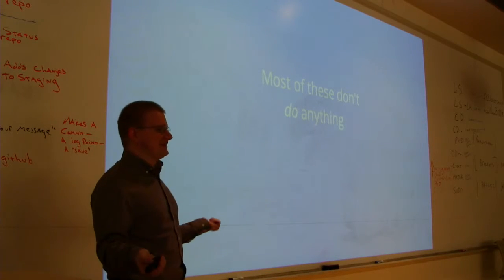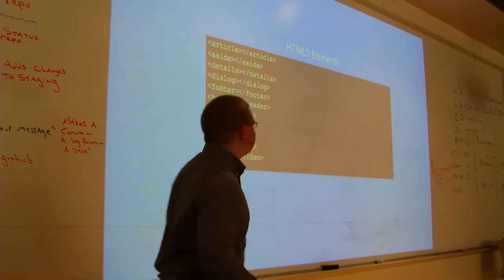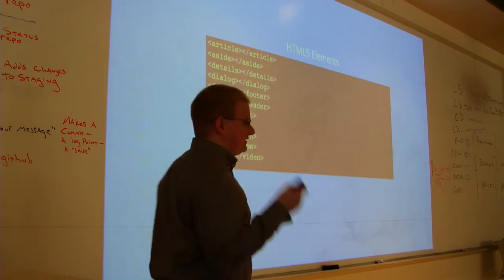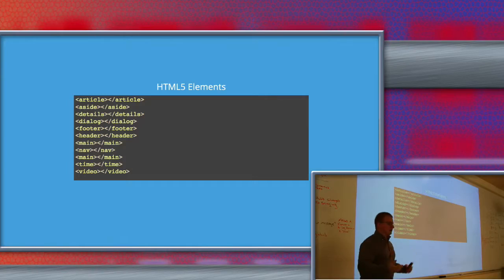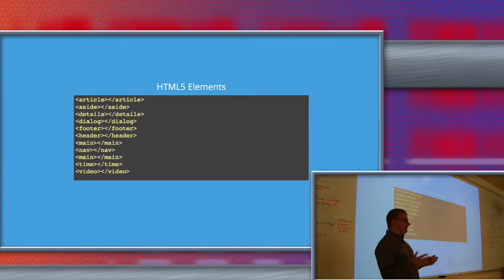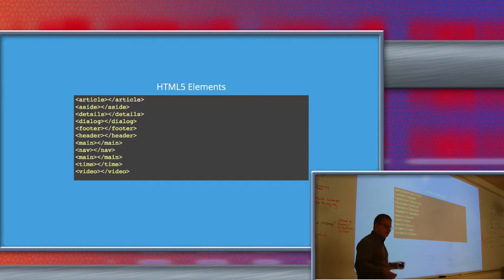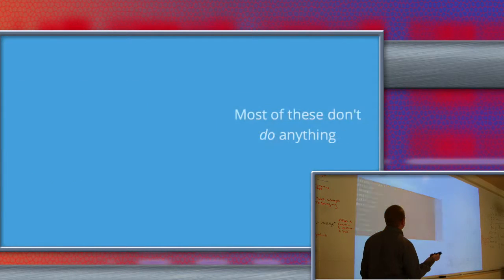First of all, most of these don't do anything. They're semantic, but an article is just like a div. It's just like a fancy div and we call it an article. And it is helpful for accessibility purposes and potentially for SEO purposes. But that's really about it. It doesn't really do anything else. And sure, there are some that do, like video, all right? But the rest are just sort of wrappers.